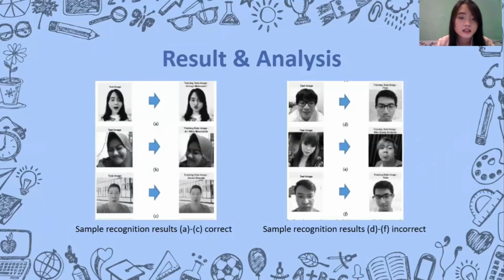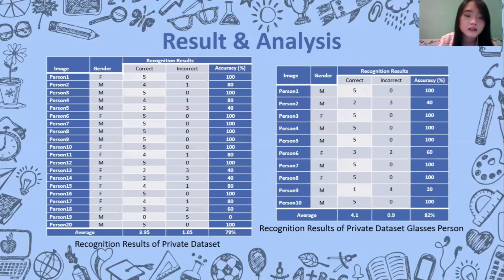Results and analysis. Based on this picture, you can see that the left picture is a sample where the recognition result is correct, and the right picture is a sample where the recognition result is incorrect. You can see this picture, and this is the result of the analysis.